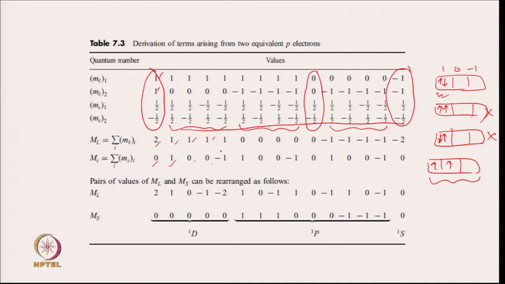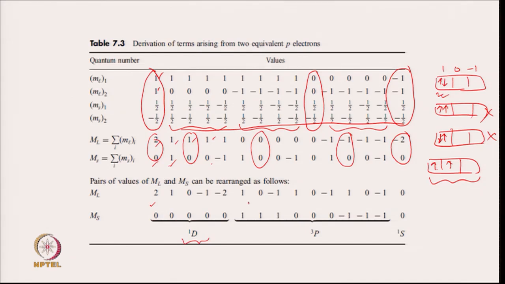Once you do that, now try to arrange this. So first look at 2, 0 is here. So this is 2, 0. And then you see 1, 0. 1, 1, 0 I took. Then 0, 0. 1, 0, 0 I took. Minus 1, 0. Minus 1, 0 is here. And minus 2, 0. So 5 combinations will give you 1D term. This 5 combination is going to give you 1D term.